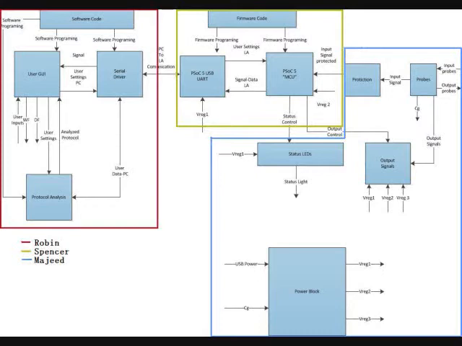Now we'll be covering the block diagram. I will be discussing the PC blocks, which are inside the red box. Here we have 4 blocks: the user GUI, the serial driver, the protocol analysis, and the software code. The software code will be written in C#.